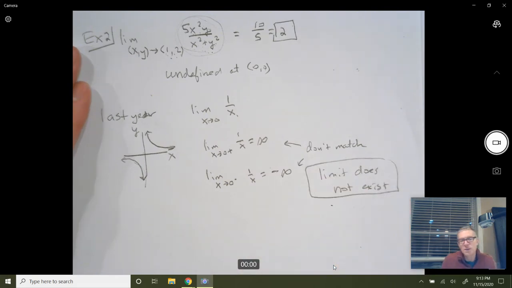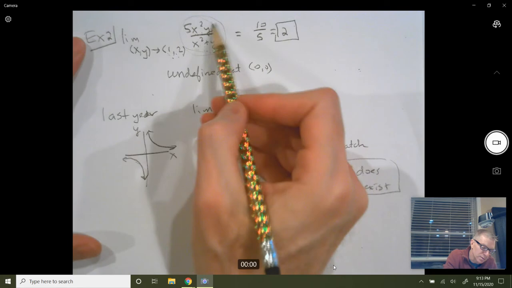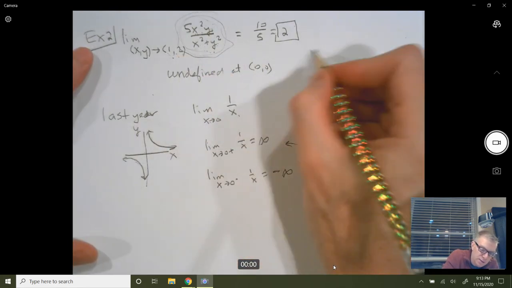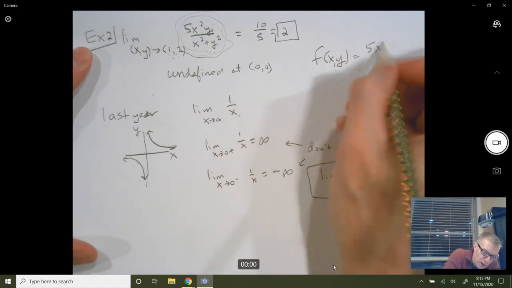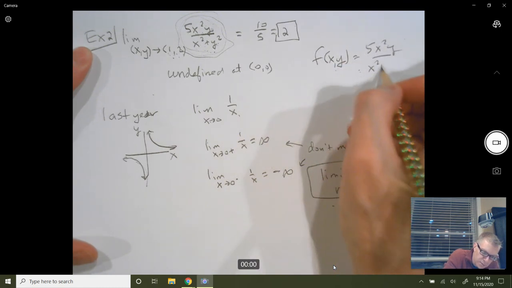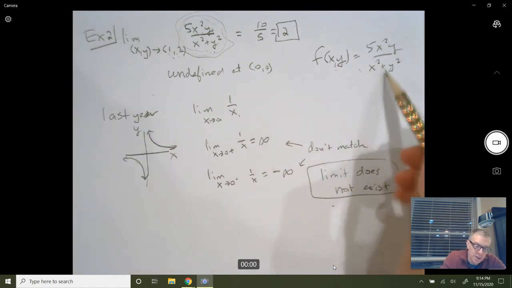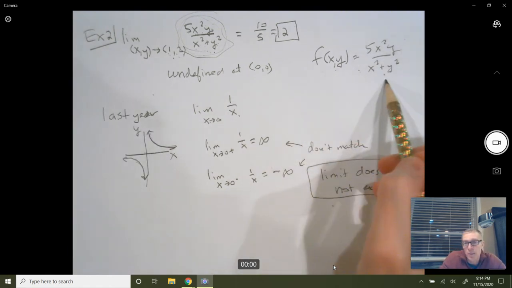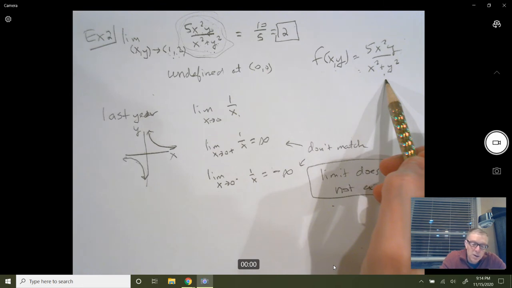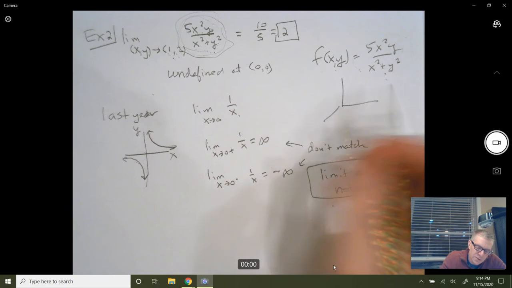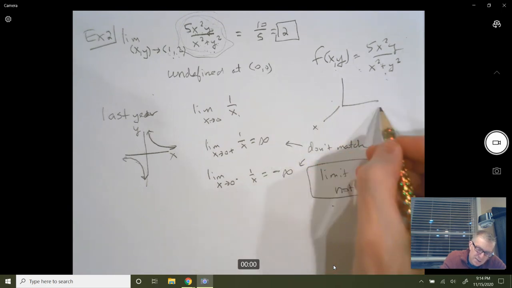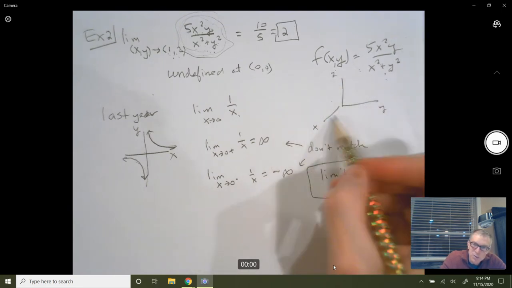Okay, now this is where our biggest issue is when we try to find a limit of a function of 2 variables. Okay, because remember, for this one, our function is f of (x, y) equal to 5x squared y over x squared plus y squared. So this function has a problem at the origin. Okay, but remember what this thing looks like. It's a 3-dimensional thing where our domain might be defined somewhere in this xy region.